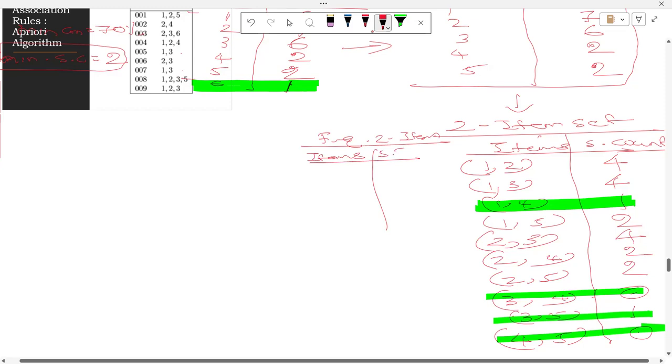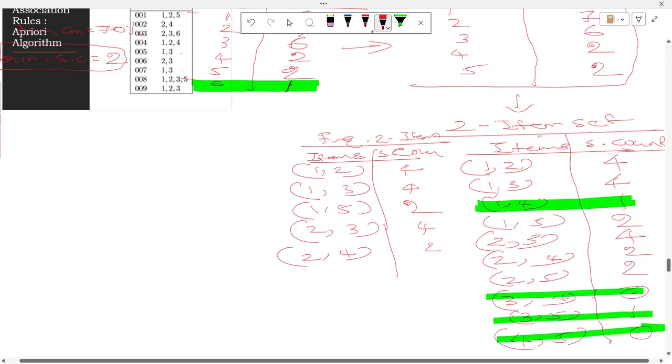Items and support count, right? 1, 2 is a frequent item set, 4 occurrences. 1, 3 is another item set, 4 occurrences. 1, 5 is another item set, 2 occurrences. 2, 3 is another item set, 4 occurrences. 2, 4 with 2 occurrences. 2, 5 with 2 occurrences, right? This is my frequent item set table for the 2 item set. Now tell me what is my next step?